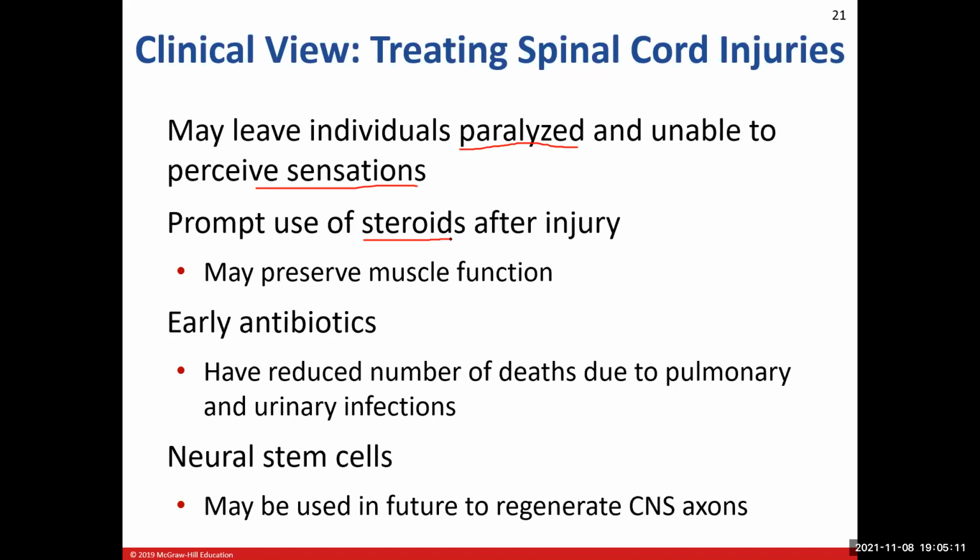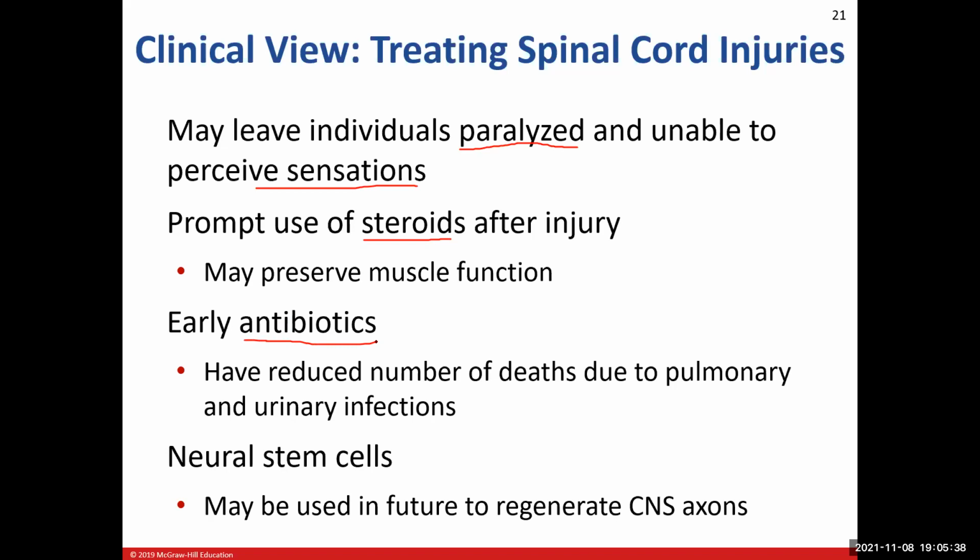Well, they did this treatment to this football player, and he never played football again, nor would anyone ever expect him to be able to play again. But he was able to walk, and he was not paralyzed. So that's a big deal. Also, early on, we give them antibiotics. We want to try to prevent any type of infection, specifically urinary tract infections and even pulmonary infections.